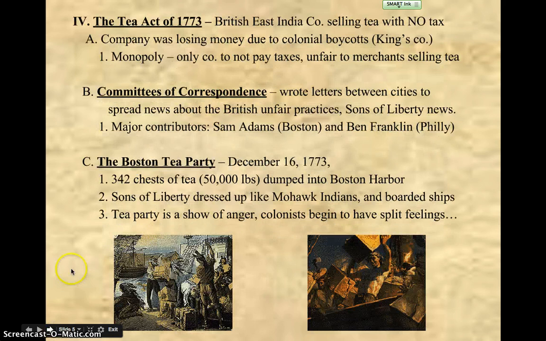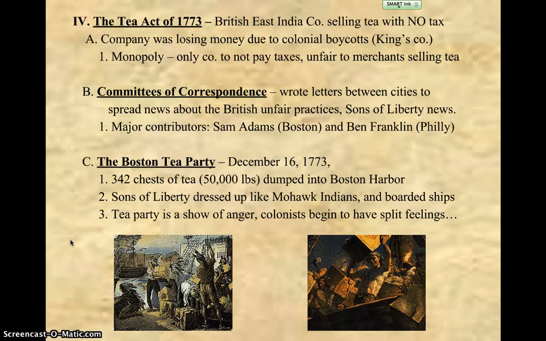All right, moving on to the last informational slide. You have the Tea Act, another new act sent by the king. The Tea Act is basically something where the king, again, is needing as much money as possible. How can he make money off these colonists to pay for that French and Indian War? And the king owns one of the largest tea companies in the world.